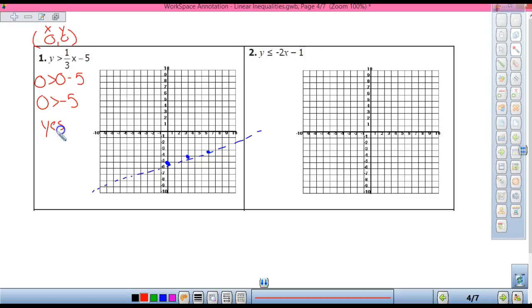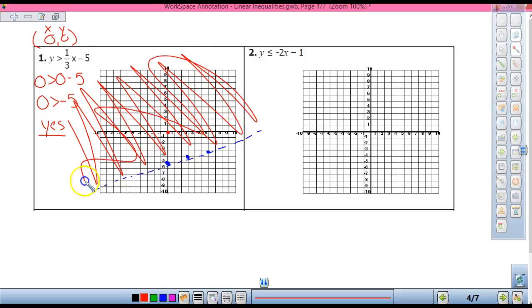That is a yes. So 0, 0 is right here, right? So if I get a yes, I want that point to be shaded. So I'm going to shade everything on this side of my line, because 0, 0 was a yes. So I want everything on that side of my line to be shaded. So shade up that direction.